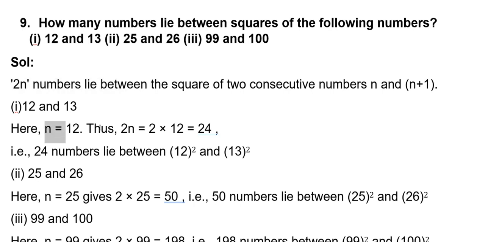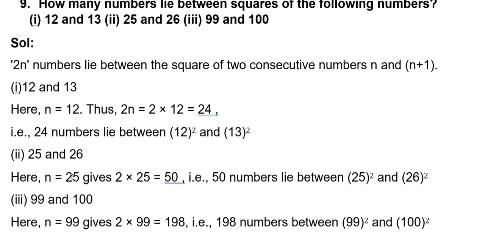Here n is equal to 12 and thus 2n is equal to 2 into 12, 24. 24 numbers between 12 square and 13 square. Please check it. Okay. 25 and 26. Here n is equal to 25. 2 into 25 is equal to 50. That is, 50 numbers lie between 25 square and 26 square.